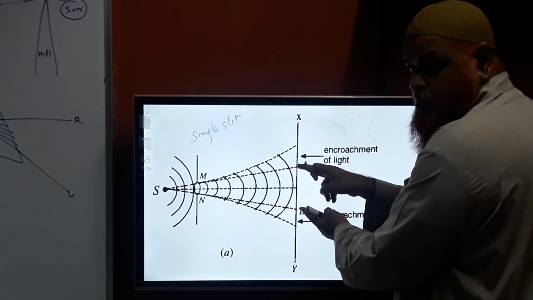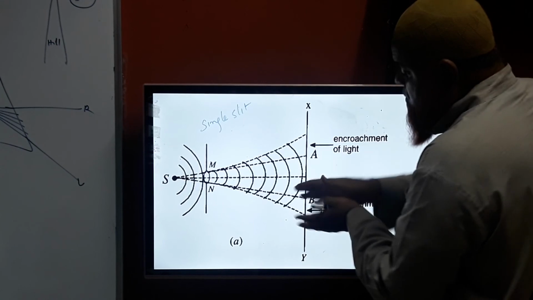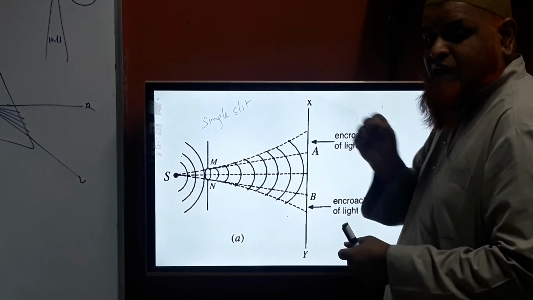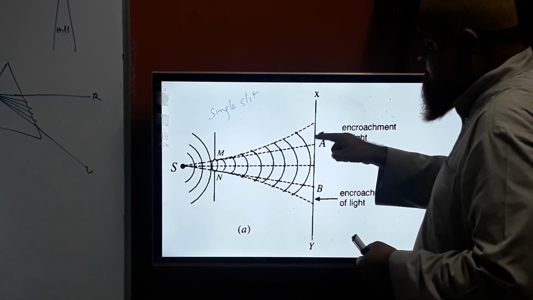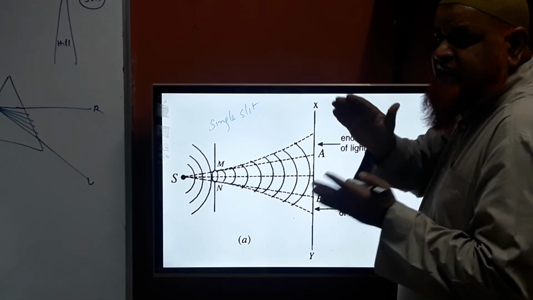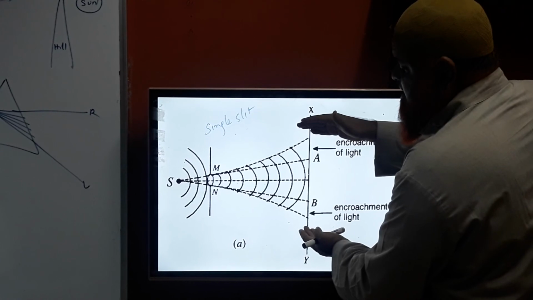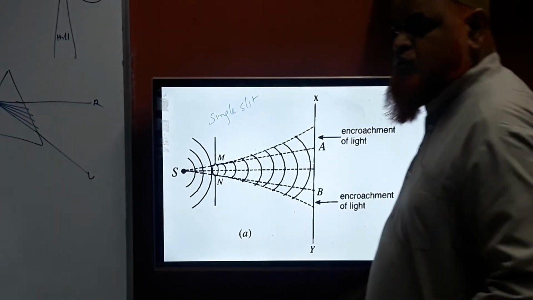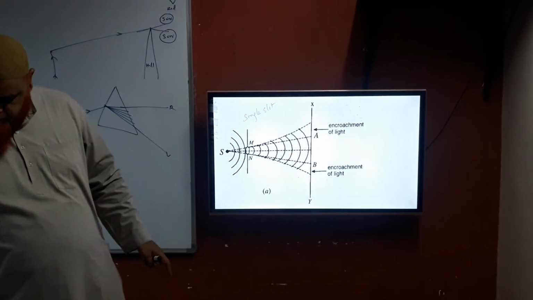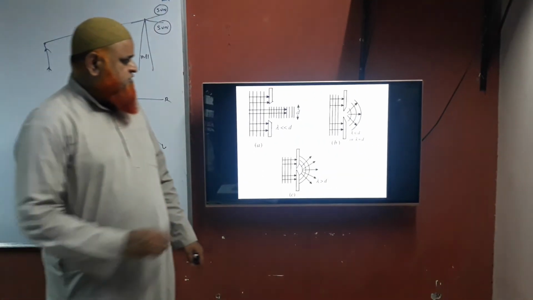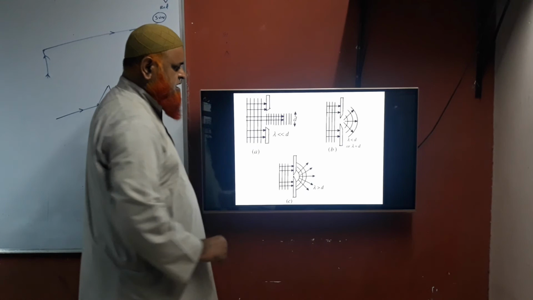You will think that only this much part is going to be bright, but it is not so. The brightness goes on spreading, but you will observe one thing. This part has more brightness, whereas the brightness slowly decreases. The intensity of brightness decreases as you go wide. Okay, so this is the first image. After that, you see the various images which I have drawn here.